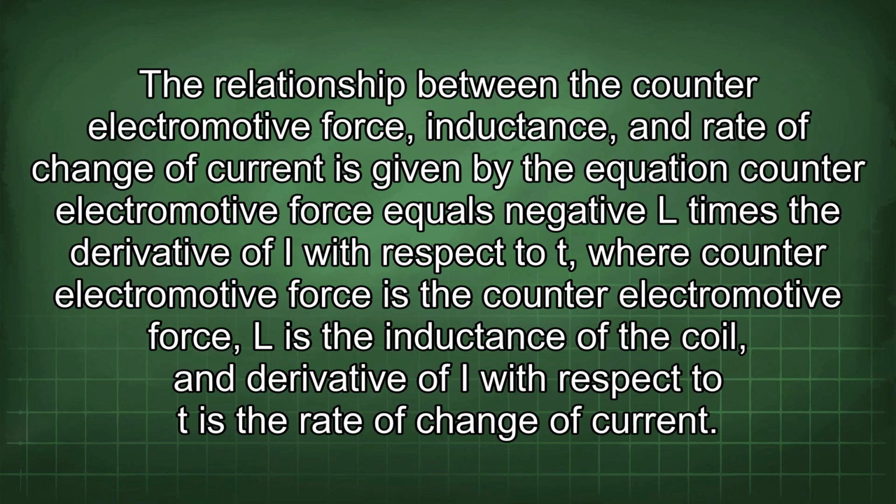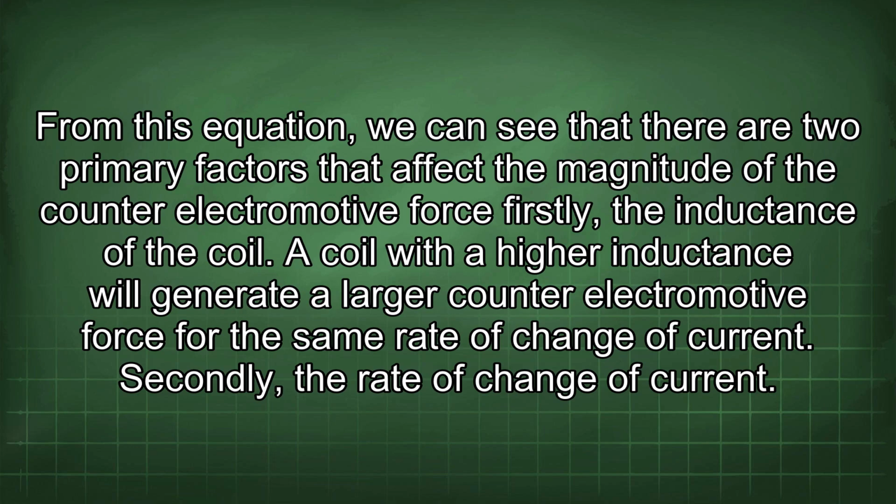The relationship between the counter-electromotive force, inductance, and rate of change of current is given by the equation: counter-electromotive force equals negative L times the derivative of I with respect to t, where L is the inductance of the coil, and the derivative of I with respect to t is the rate of change of current. From this equation, we can see that there are two primary factors that affect the magnitude of the counter-electromotive force. Firstly, the inductance of the coil.